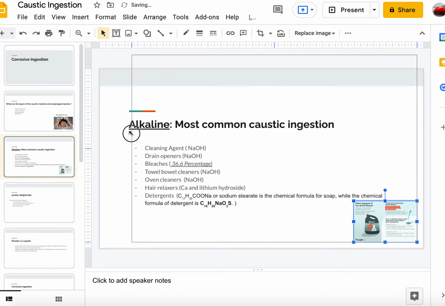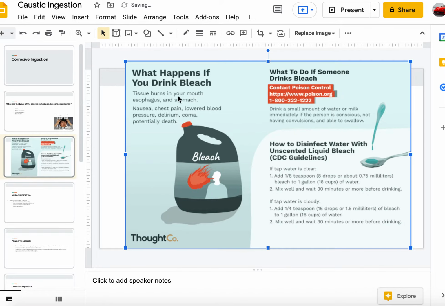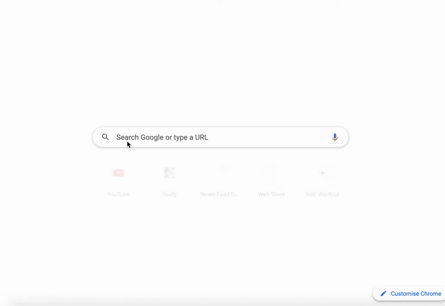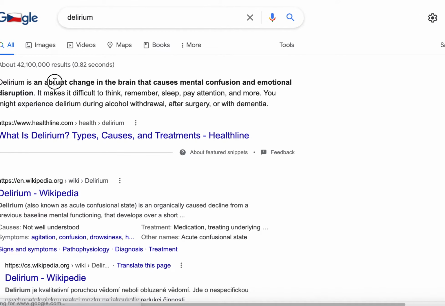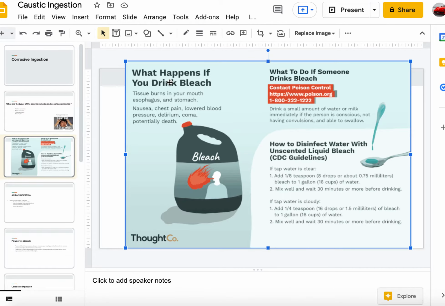Let's look at this over here. It causes burns in your mouth, esophagus, and stomach. It causes, obviously, chest pain, nausea, lower blood pressure, and delirium. Delirium is basically a state in which we are not properly conscious. So it basically means confusion. You're mentally confused, emotions are disrupted, and it can potentially lead to death.